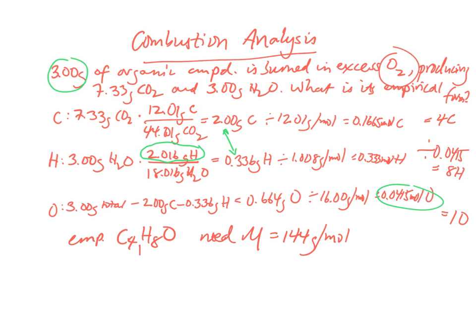What we would do is we'd find out how much does C4H8O weigh. And if you do that, it weighs right around 72 grams per mole. The real thing weighs 144. So if I do 144 divided by 72, I get 2. If you're doing one of these problems and you don't get something really close to a whole number, like you get 1.73, that's not a good sign. It's very likely that you've made a mistake.